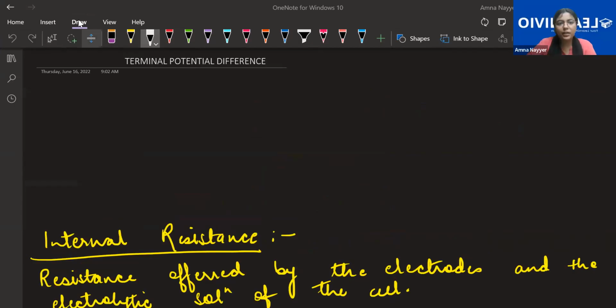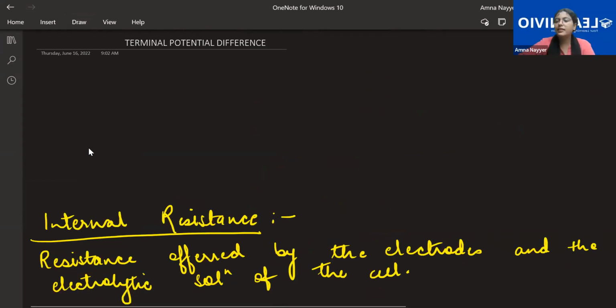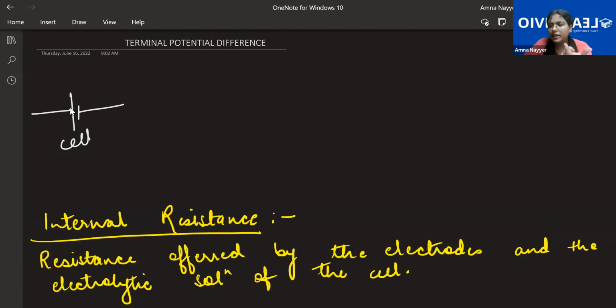We are coming to the topic internal resistance. We have three topics that we'll be doing: internal resistance, terminal potential difference, and the electromotive force, EMF. Let's understand internal resistance first. When you have a cell, this is how the cell is drawn. This is how we write the structure of a cell, or the battery that you use.